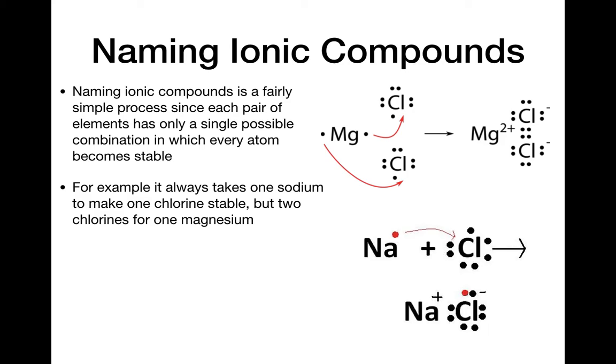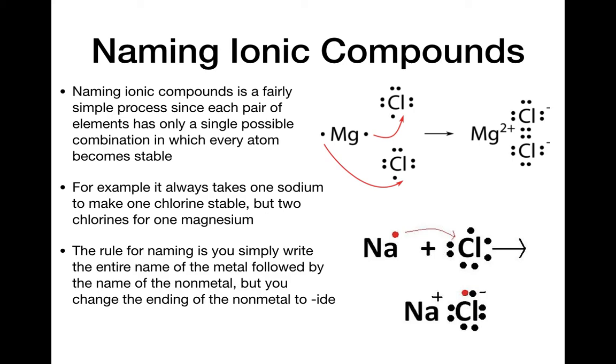So the rule for naming is you write the entire name of the metal. You write the whole metal name, and then you write the name of the non-metal, but you change the ending to -ide. So for example, oxygen becomes oxide. Iodine becomes iodide, that kind of thing. So try naming these two compounds here. We have this one and we have this one. What are their names?